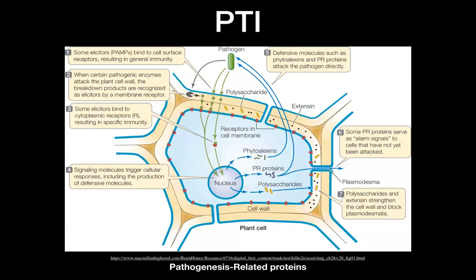The PTI digs a little bit deeper into that gene for gene idea. And again, this is the pathogen-associated molecular pattern triggered immunity. So we have here some elicitor. An elicitor is just something that causes a reaction, elicits a response. It binds to the cell surface receptors, resulting in general immunity. So one way that I like to think about this is our skin, the plant cell wall, that's like the structure of a house. We've got the exterior walls. That's the main barrier to keep things out.